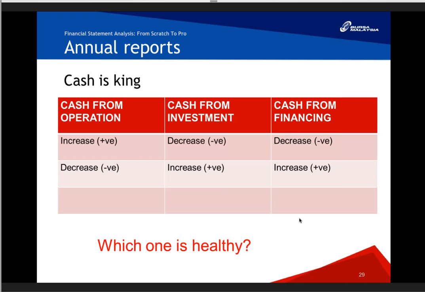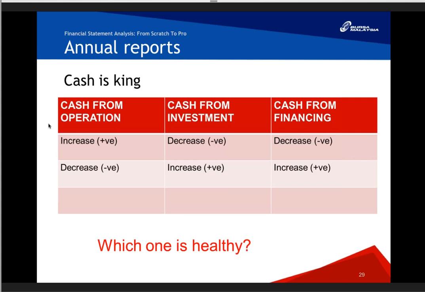Okay, so out of these two companies, A and B, which one is healthy? Anybody? If you think it's A, type A in the chat box. If you think it's B, type B in the chat box. Okay, let me see. Wow, a lot of you answered A. Good, you are listening. Correct, so the answer is A.